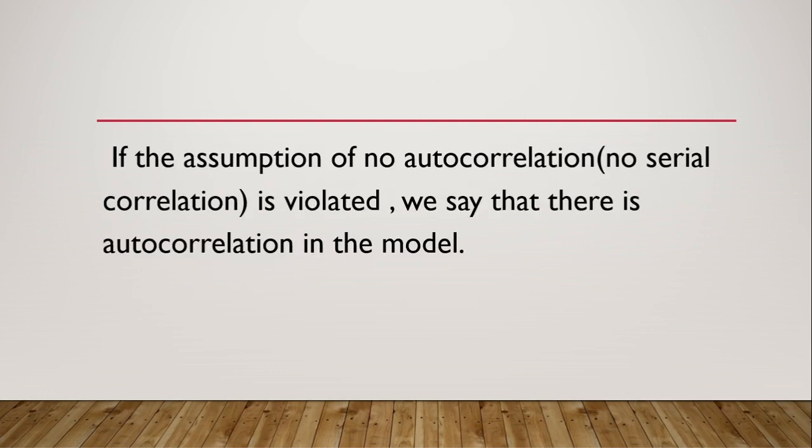So if this assumption of no autocorrelation or no serial correlation is violated, we say that there is autocorrelation in the model. If two disturbance terms are correlated, we say that there is autocorrelation in the model. So the classical linear regression model assumes that there is no autocorrelation in the model. This is also a stochastic assumption because this assumption is related to the stochastic term u.